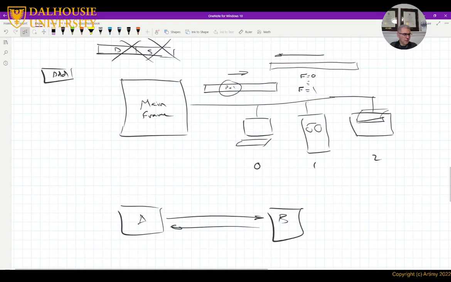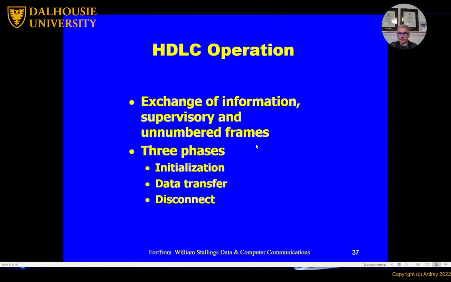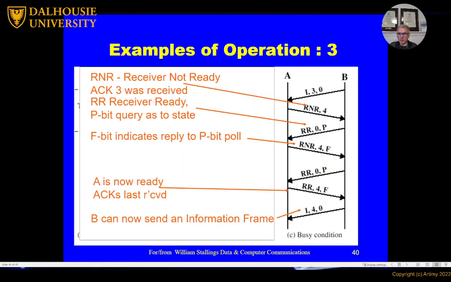Right? So that's the meaning: the P bit is sent, if it's 1, then it means that the mainframe or the master wants information, wants a response. And when the response comes back, the F is used to say I am done, or I still have more frames to send. And we will see it here in one of the examples.